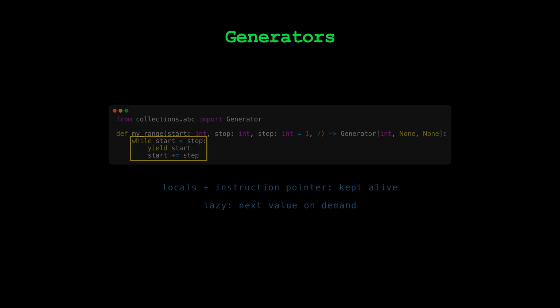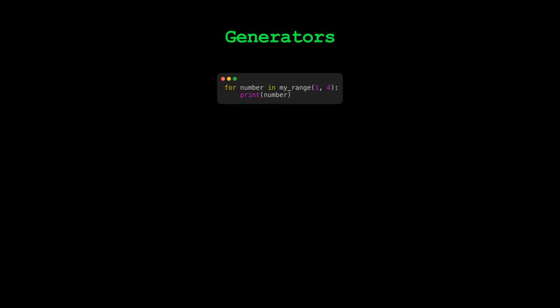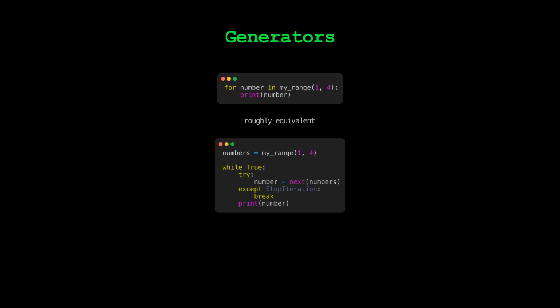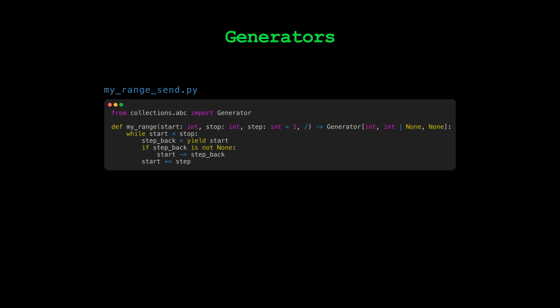The for loop hides this machinery from us. It's roughly equivalent to this. When it finishes, Python raises StopIteration behind the scenes to signal that there are no more values left, which the for loop handles gracefully. A lesser-known fact about generators is that they aren't a one-way street. You can also send a value back into one, where it becomes the result of the yield expression inside.